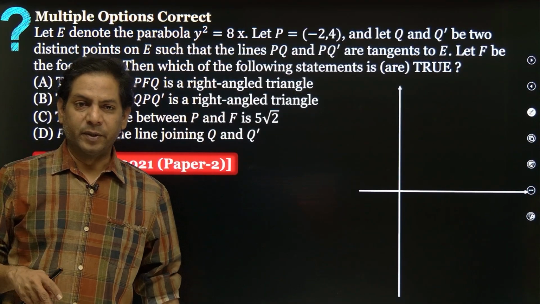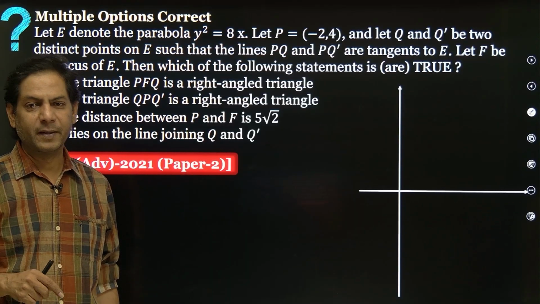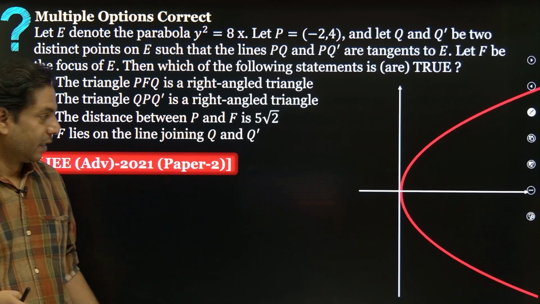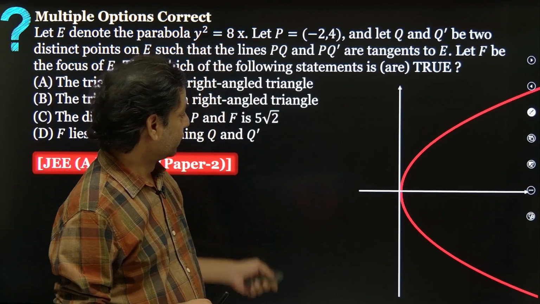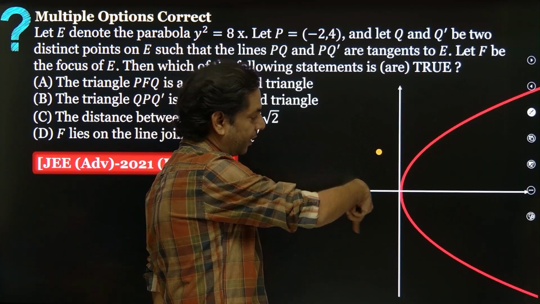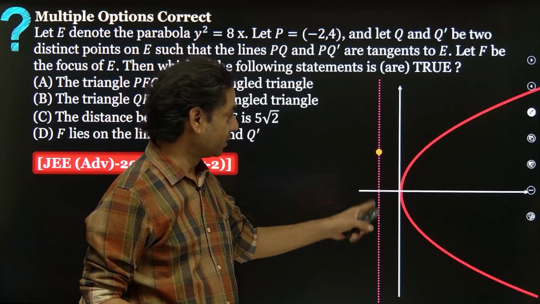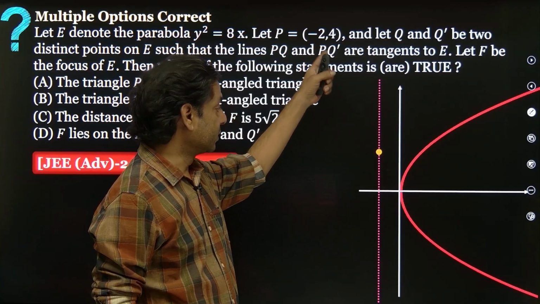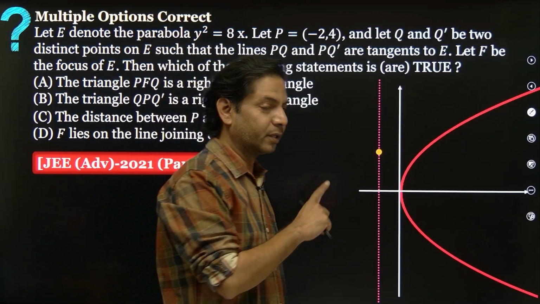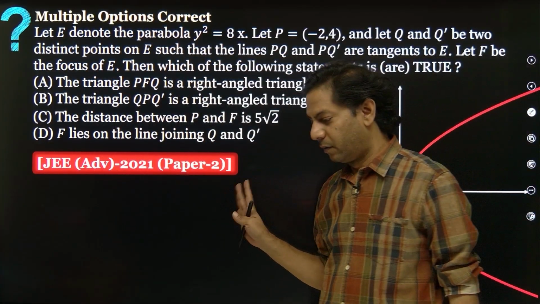Here y square is equal to 8x, that is standard position parabola, vertex at origin. So vertex at origin, let's say this is y square is equal to 8x, a is equal to 2, so this point minus 2 comma 4, this will be lying on the directrix. X is equal to minus a, that is the directrix. So this point given to us is lying on the directrix, and that is the most important observation in this question. Once you observe this thing, now you know what is going to happen.